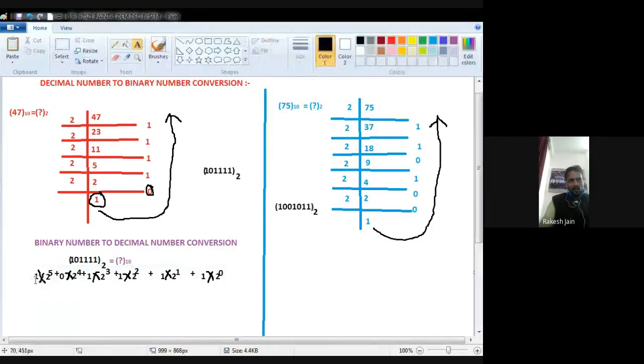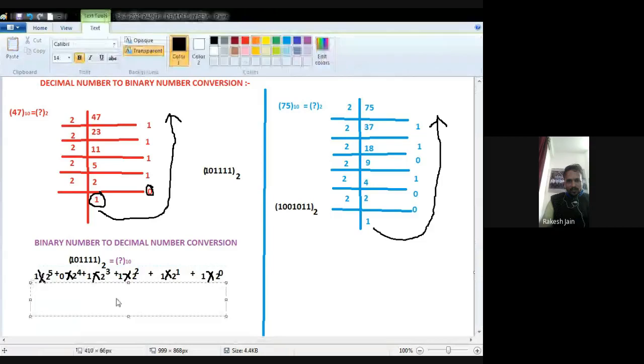How? Now see, 2 raised to the power 5 is what? 1 multiplied by 2 raised to the power 5, that is 32. Then plus 0 multiplied by 2 raised to the power 4. 2 raised to the power 4 is 2 multiplied by 2 multiplied by 2 multiplied by 2, 4 times. So that is 16, but 0 multiplied by 16, that is 0. So this will be 0.